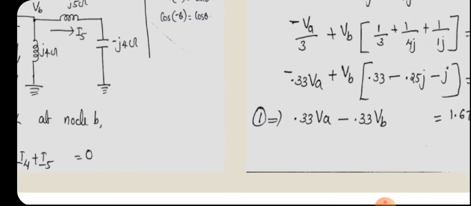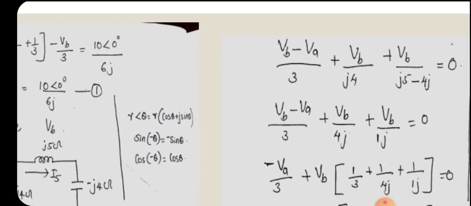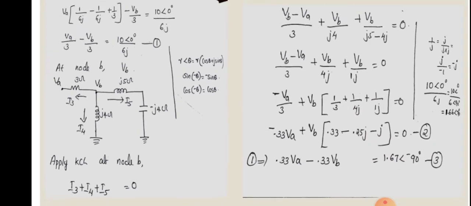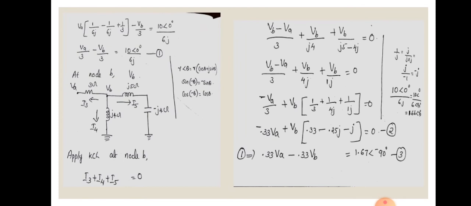So you have the first equation as, where is the first equation? You have the first equation as VA by 3 minus VB by 3 equal to 10 angle 0 by 6J. And the first equation can be rearranged as 0.33 VA minus 0.33 VB is equal to 10 angle 0 degree divided by 6J, which can be written as 1.67 angle minus 90 degree.